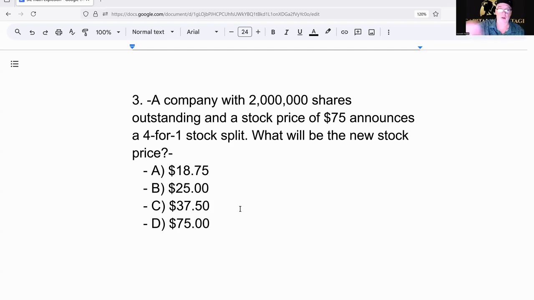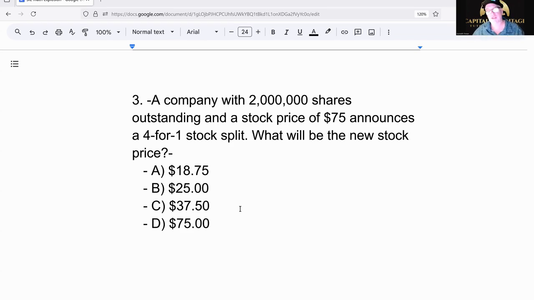Again, I do 4 divided by 1. Then I multiply that times the shares. So 4 times 2 million will be 8 million shares. And then I divide the price by the 4, not the 4 million, by the 4 that I just did. 75 divided by 4 is 18.75. So now there's 8 million shares outstanding at a price of 18.75.